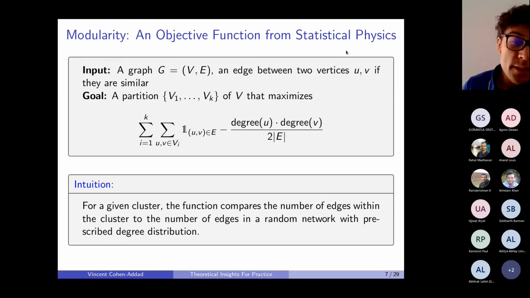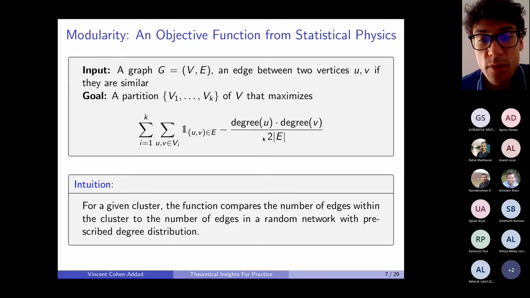So what is this quantity? You will sum over all clusters of the gain, the value that you get for the cluster. The value you get for the cluster is the following: for each pair U, V, you get a bonus of one if there is an edge, and otherwise you get zero. But in all cases, you will subtract the degree of U times the degree of V divided by twice the total number of edges, the sum of the degrees. And you want to maximize this quantity.